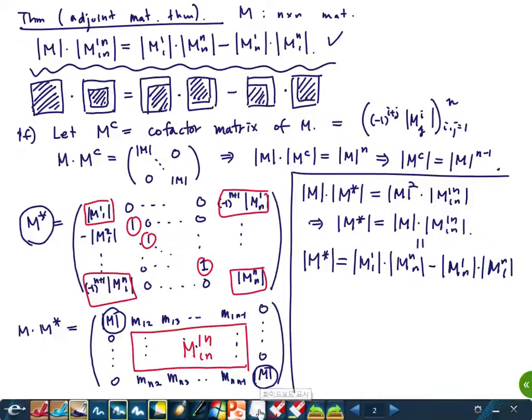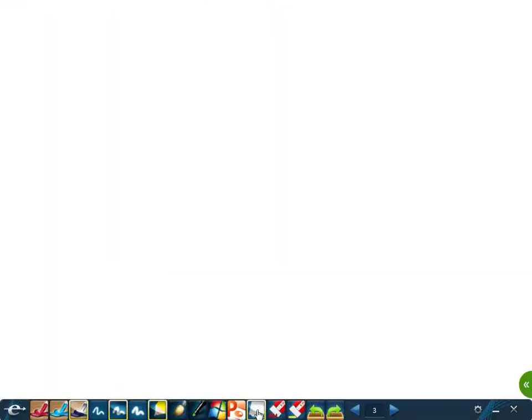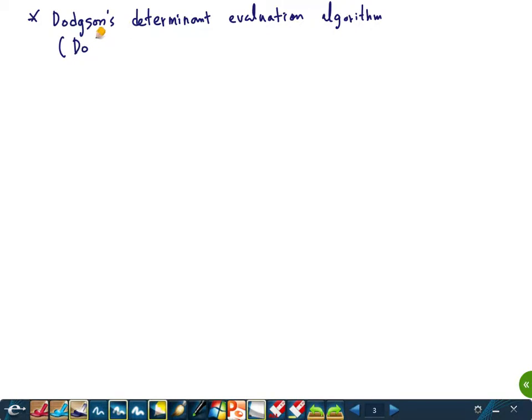Okay, now we're going to do Dodgson's algorithm to compute determinants. Okay, Dodgson. Determinant evaluation algorithm. And it's also called Dodgson condensation.